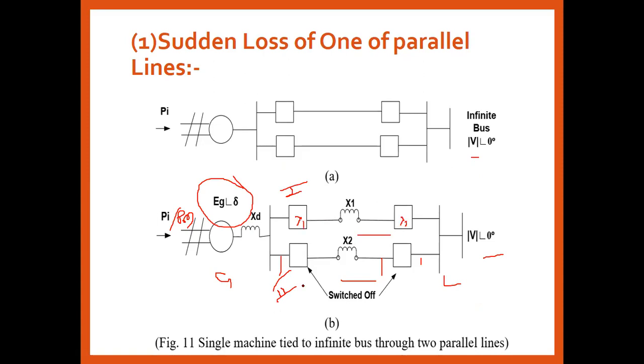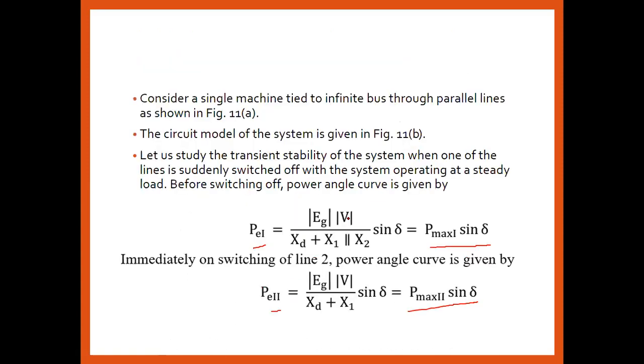So this is XT, X1, X2, that is nothing but the parallel condition. Okay, sorry, this is the transformer reactance and the X1 and X2. So that is nothing but PE1 and PE2, the maximum power across line 1 and the maximum across line 2.